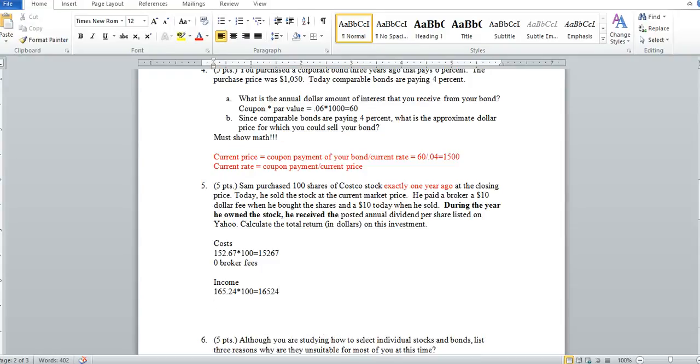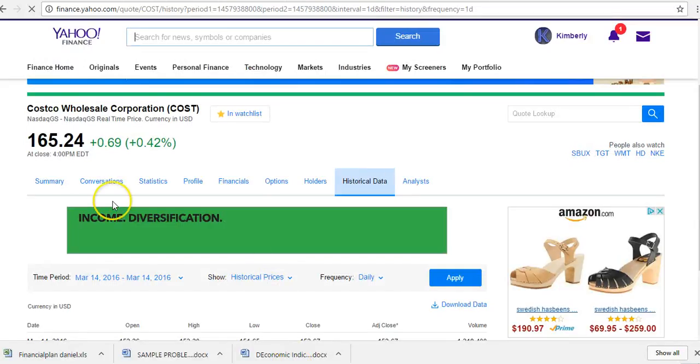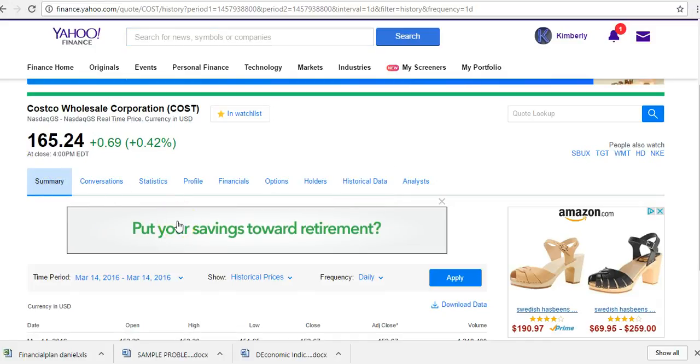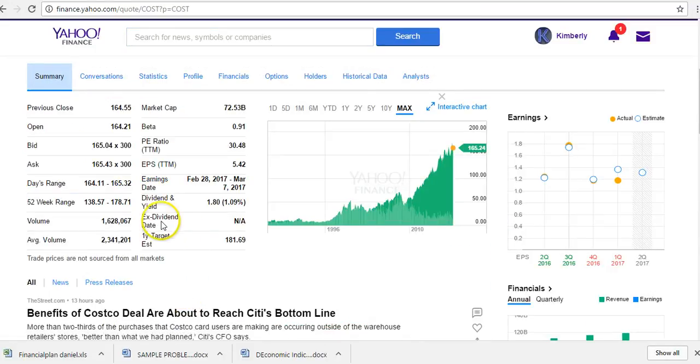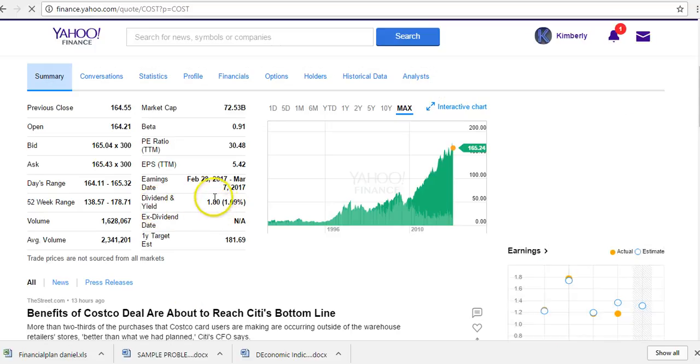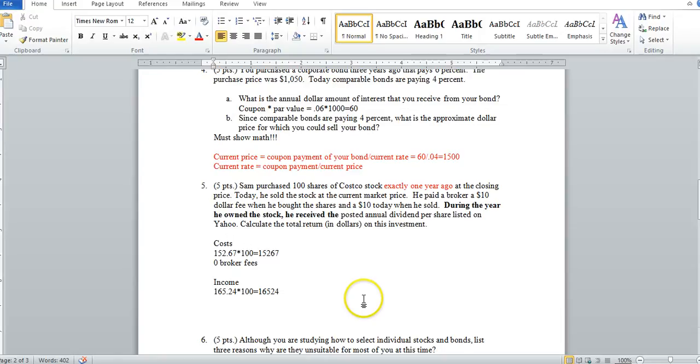I also earned the dividend, so the annual dividend posted on the stock. So I'm going to go back here to Yahoo, and I know I can just go to the summary page right here. And I can see that the posted dividend is $1.80. It's right here. I'm going to go back here, and I have $1.80 again multiplied by 100 shares, which is going to give me $180 in dividend income.